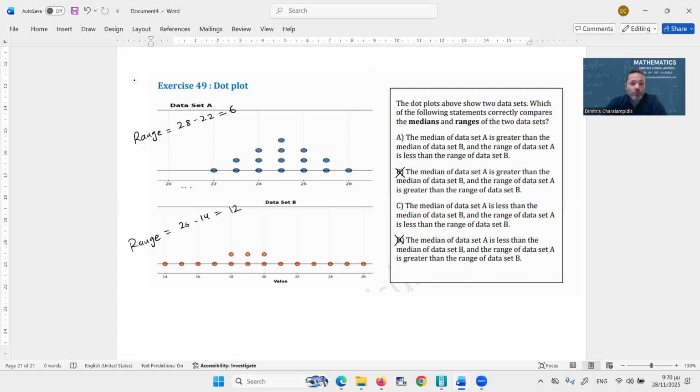Now we have to compare the medians to actually decide whether it's going to be A or C. The median is always the value found in the middle. Theoretically, in order to find the median, we need to place the values in numerical order and then one by one start taking out values.